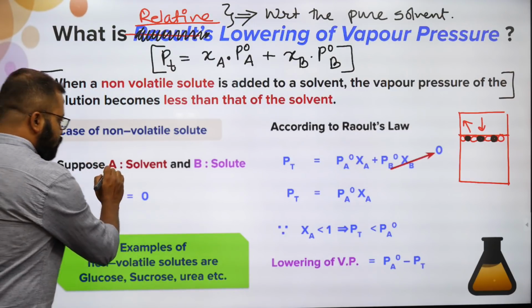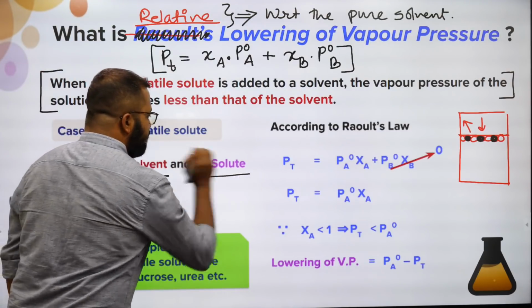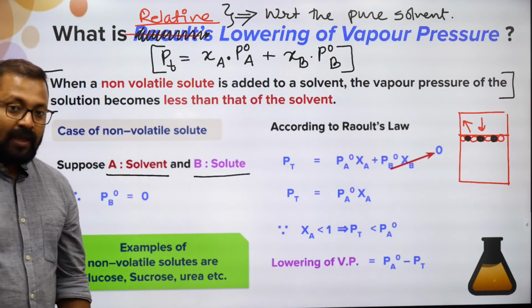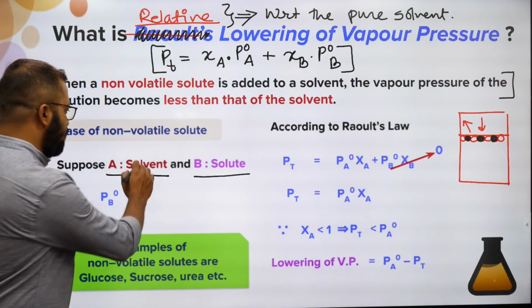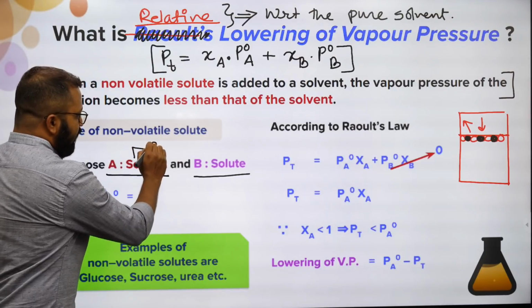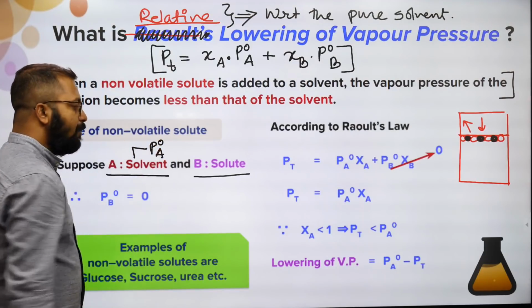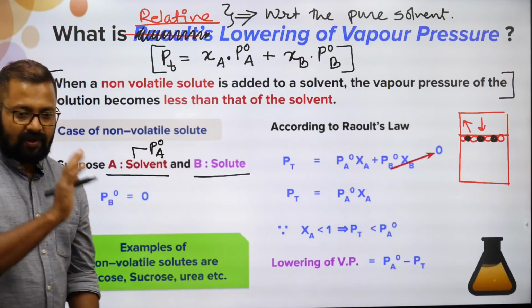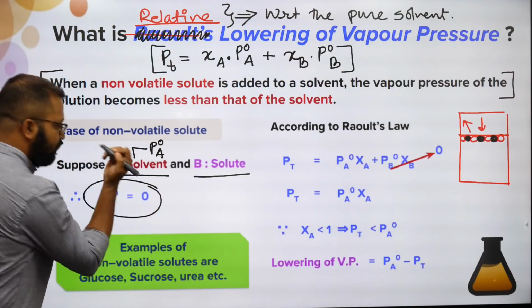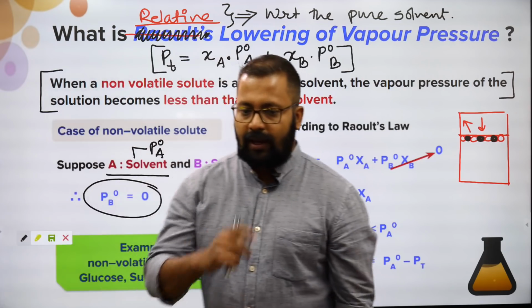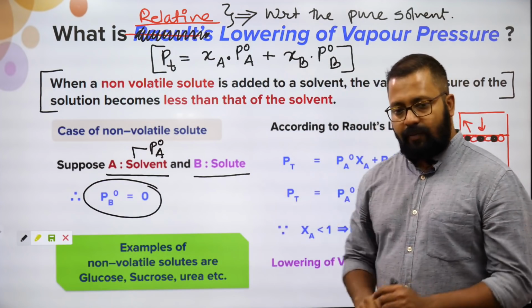So if I assume that A is a solvent and B is a solute, then A will have a vapor pressure, but B would not be having any vapor pressure. So P naught B would be equal to 0.